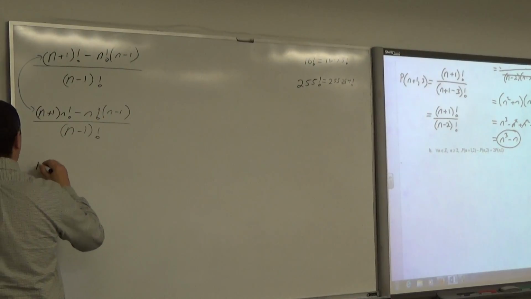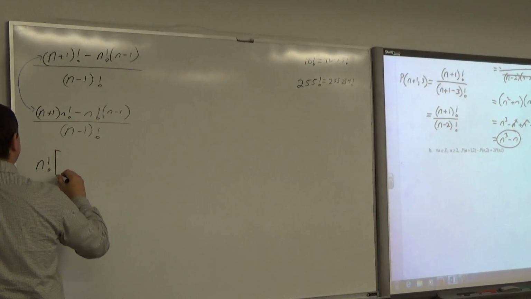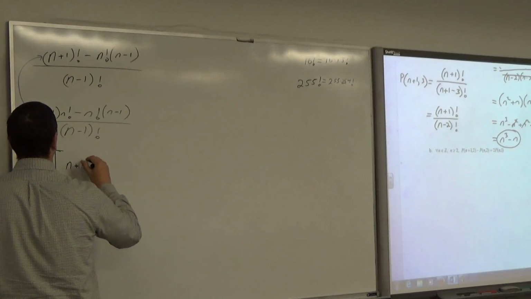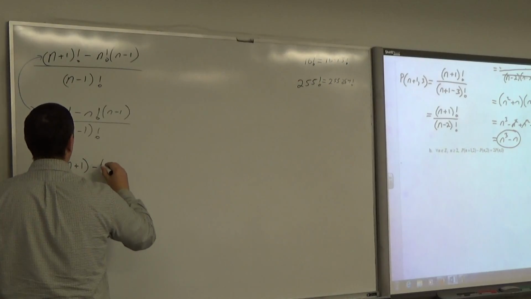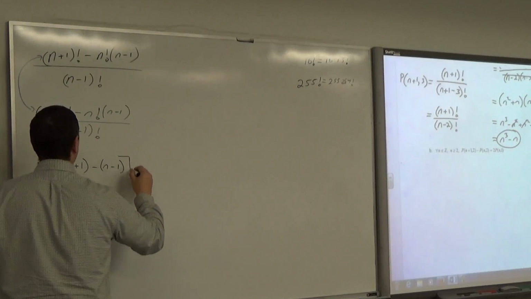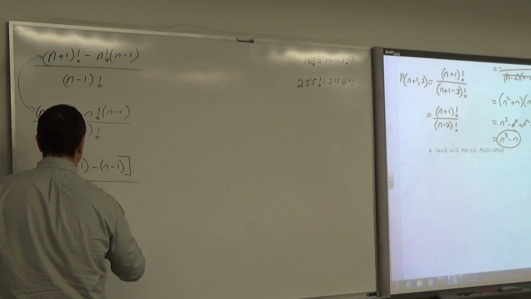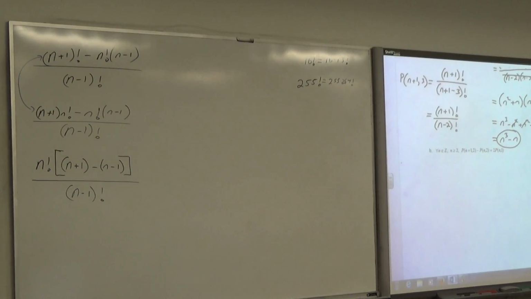So if I factor out an N factorial, inside the brackets I'm now left with N plus 1 quantity minus quantity N minus 1. So we just factored out a GCF of N factorial. I want you to notice that I kept the parentheses there. I didn't mess around with those because I know we need them, because it's a binomial factor.